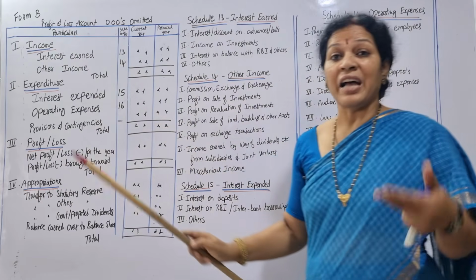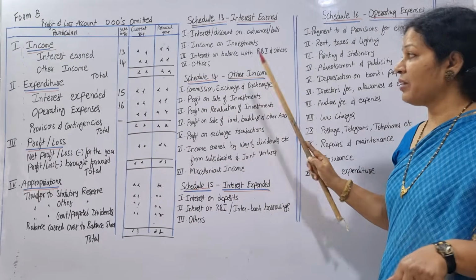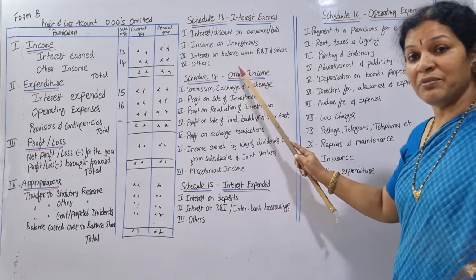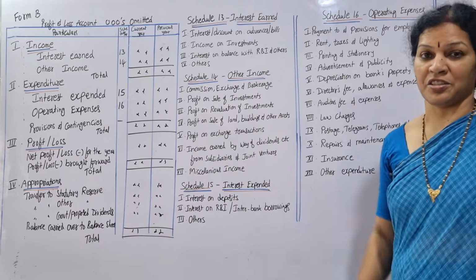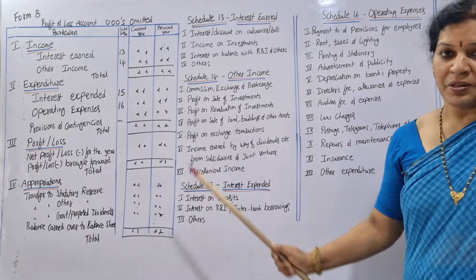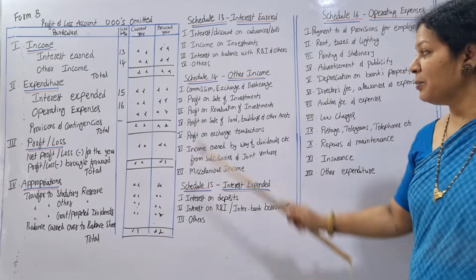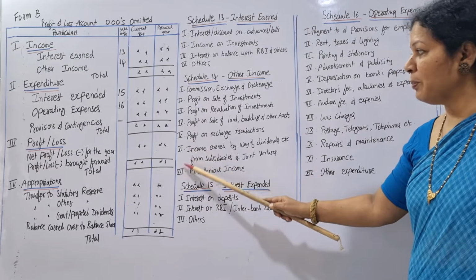Schedule number 14 is other income. The income which does not come under the interest. Everything is other income only. What are the other income? We have total 7 points.